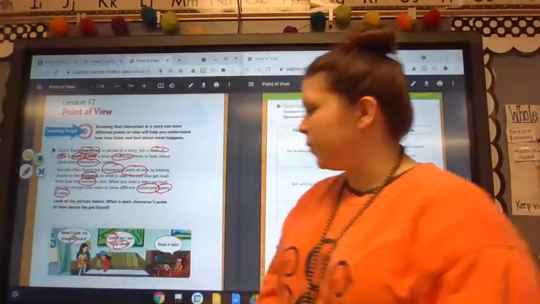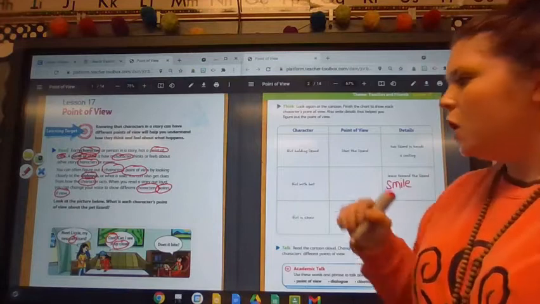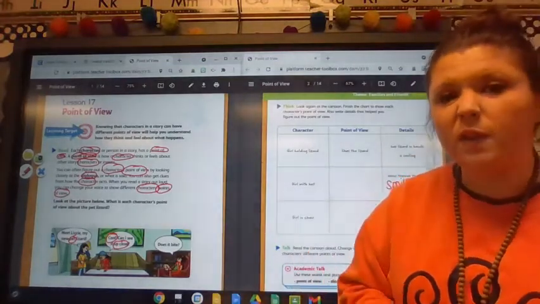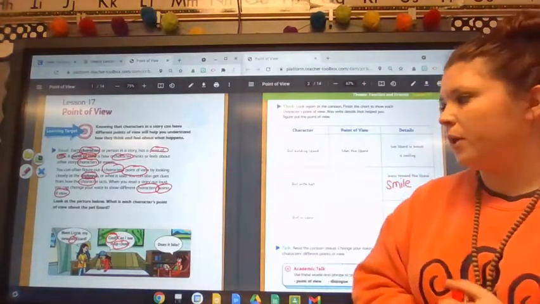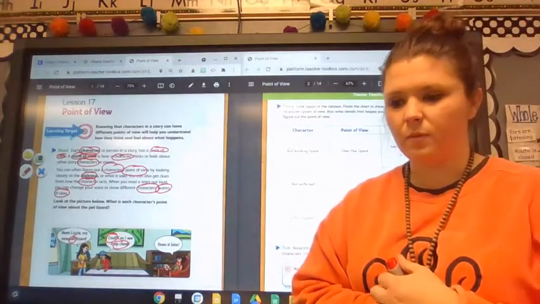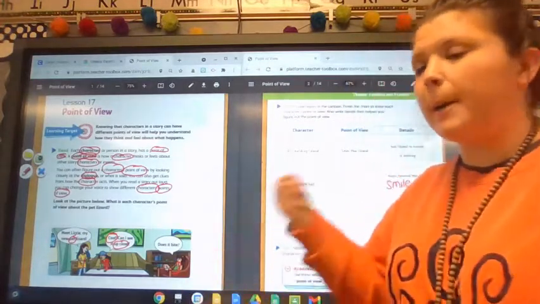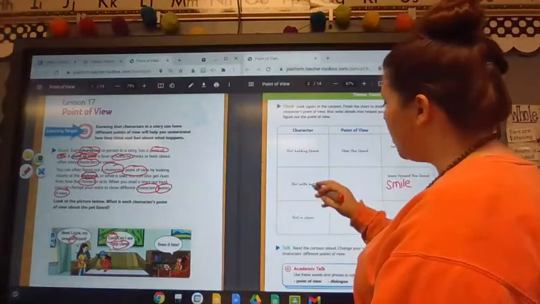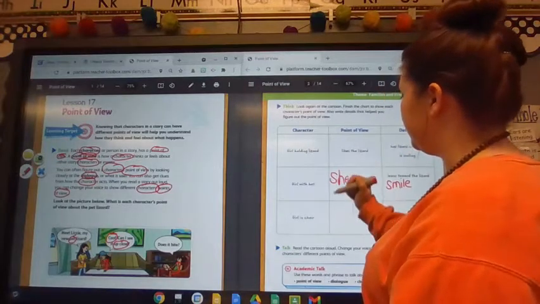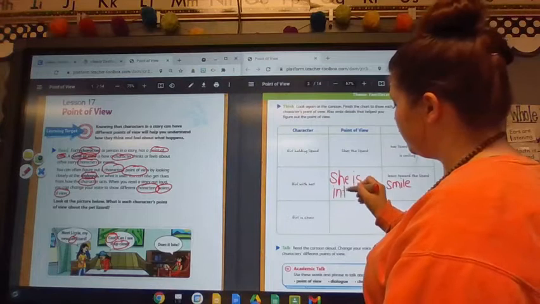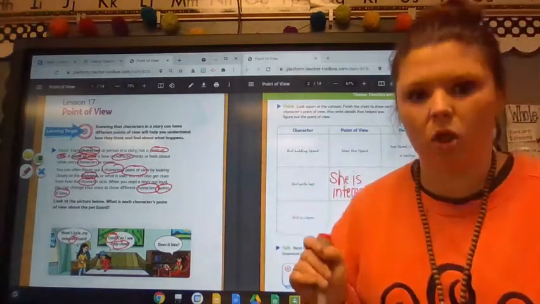And you can even look at her expression. She has that big smile on her face too. So I'm going to add smile to our chart. So what do you think that character with the hat, her feelings, or how she thinks of the lizard, what do you think her point of view is for the lizard? She thinks it's interesting, doesn't she? She wants to learn more about the lizard. So her point of view is she is interested in the lizard. Okay? She's interested in getting closer to it and learning more about it.